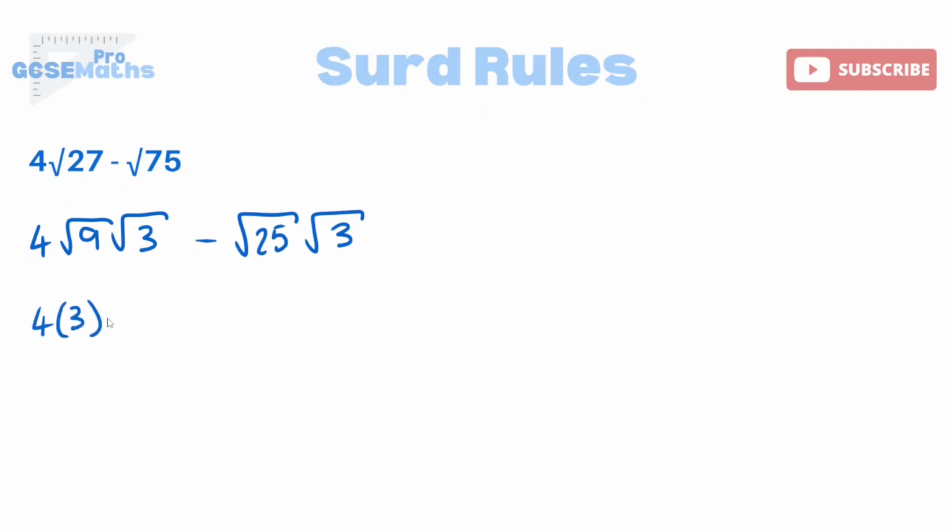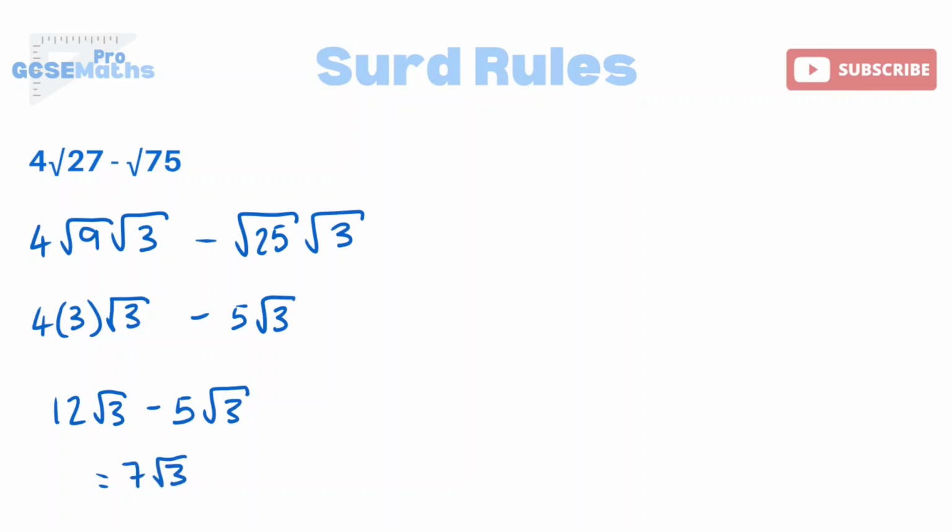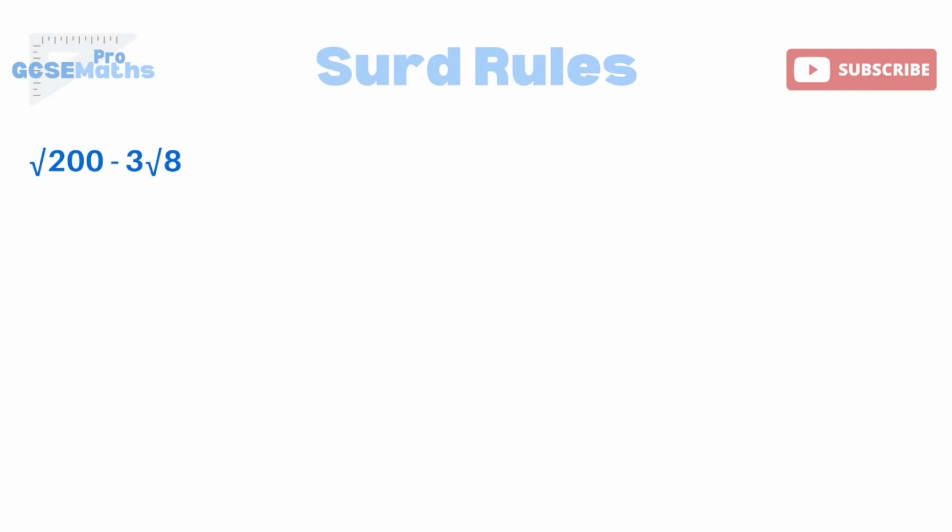Okay, go through and square root what you can. So square root the 9 to get 3. Square root the 25 to get 5, and multiply if you've got both terms or just one of them, multiply whatever's in the brackets. So 4 times 3 is 12 root 3 minus 5 root 3. So how many do we have in total? 12 root 3 minus 5 root 3 is 7 root 3. Again, pause the video, try this one out yourself, and then check if you've got the same answer that we get.